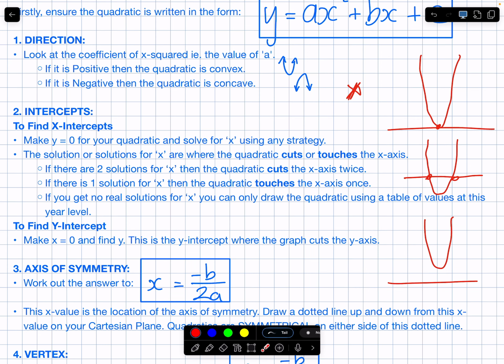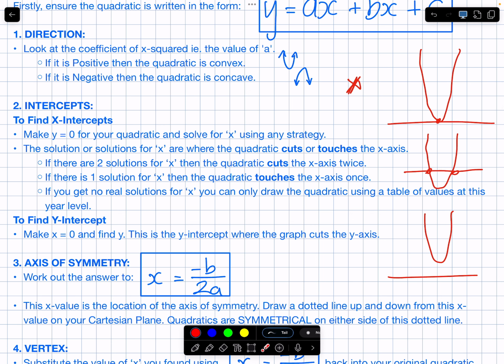How do you find the y-intercept? You make x equals 0 and you find y. That's where the graph is going to touch the y-axis. Okay? I'll give you some time to get down to there. So that's DI for DIVA.